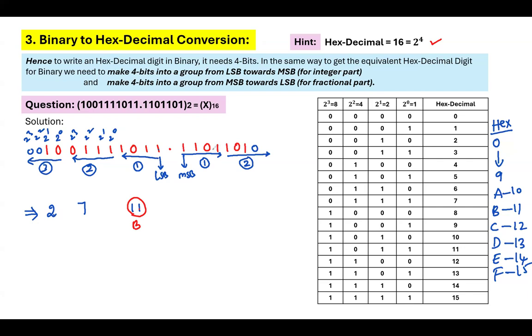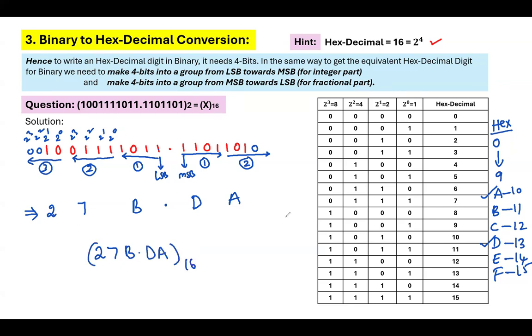Next, for the fractional part, 1101: 2 power 3 is 8 plus 2 power 2 is 4, 12, plus 2 power 0 is 1, so its equivalent value is 13. The 13th equivalent alphabetic letter is D. Therefore, we should write D as a hexadecimal digit. Similarly, 1010: 2 power 3 is 8 plus 2 power 1 is 2, 10. 10 means its equivalent alphabetic letter is A. Therefore, we should write A. This is our hexadecimal value. Therefore, the answer is 27B.DA with base 16. Clear?